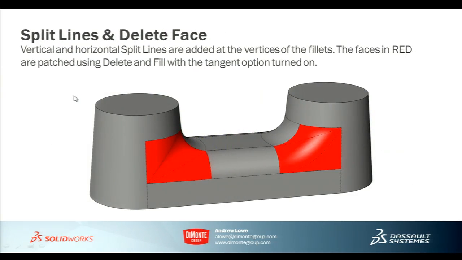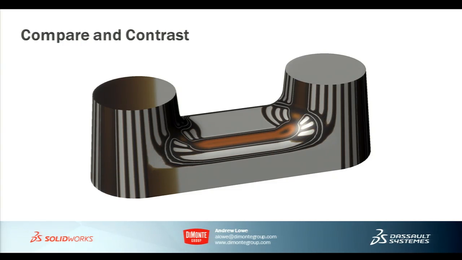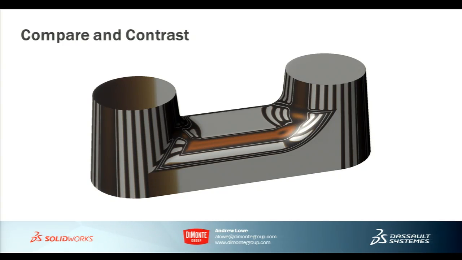So here we're using split line and delete face. You can see the area for the blend highlighted in red. And so here I have the same model with fillets and then with blends, with a high surface finish, very reflective, and I've applied some very bright lights to it. And you can go back and forth and, show of hands, better or better.